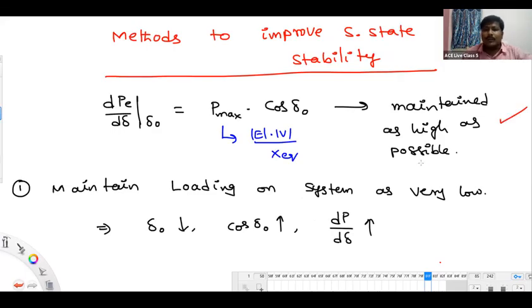See, all the time, Pramod, you should not say improving steady state stability means increasing P maximum. That's not the only option. The other option is increasing the value of cos delta naught, right? Improving the steady state stability of the system means increasing the value of dP by d delta. Clear? Yeah, let's move.